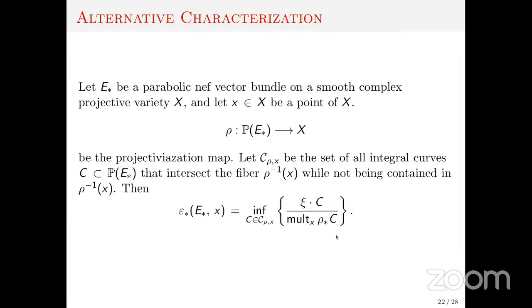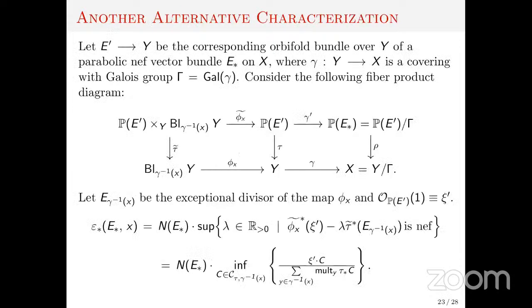Now we want to see a relation between parabolic naive vector bundles and the corresponding associated orbifold bundles, and what is their relation of the corresponding Seshadri constant. So remember that if we fix a parabolic naive vector bundle, then the associated orbifold bundle is naive in the usual sense as a vector bundle. So the Seshadri constant makes sense. We'll see what is the relation between them.